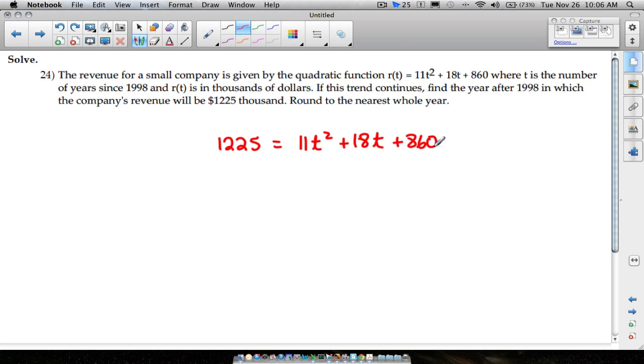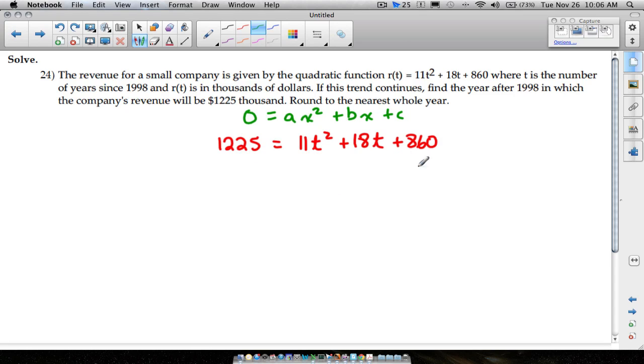And now we want to solve for t, because it does say we want to find the year. Find the year after 1998 in which the company's revenue will be that amount. So let's round to the nearest whole year. What we have to do here is solve this quadratic. Notice this looks kind of similar. It's getting close to looking like this. We need it to look like 0 equals ax squared plus bx plus c, but instead of x's we have t's here.